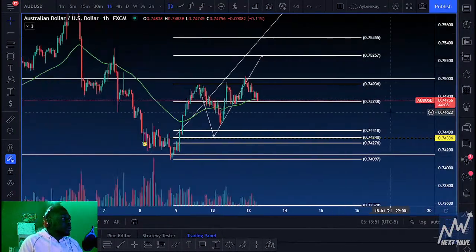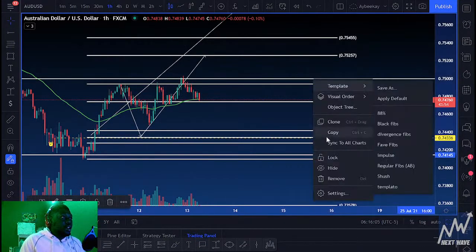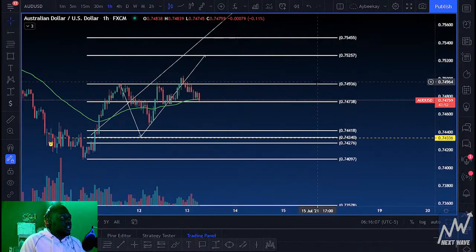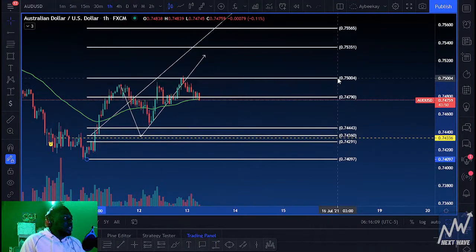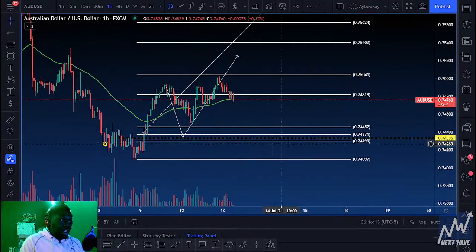AUD/USD price ended up dropping down a little bit, but then didn't really come all the way down to 0.74340, and then price ended up going a little bit higher. Let me go ahead and remove this fib, but I still do want to see some type of price falling back down over here to 0.74336. Regardless, nothing's changed from that.